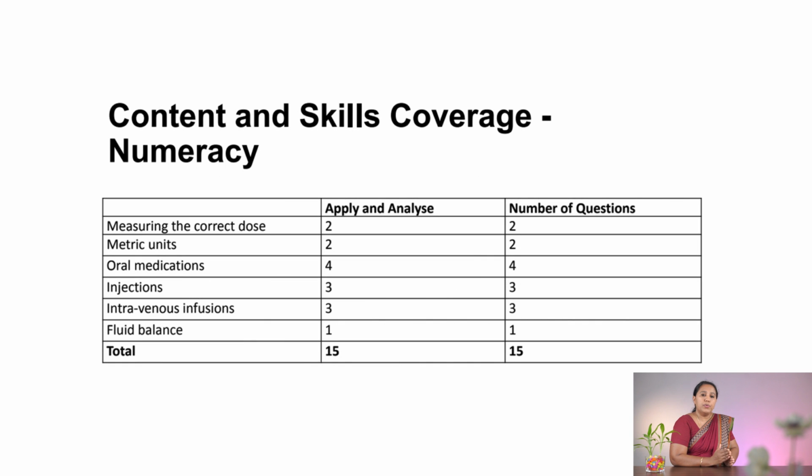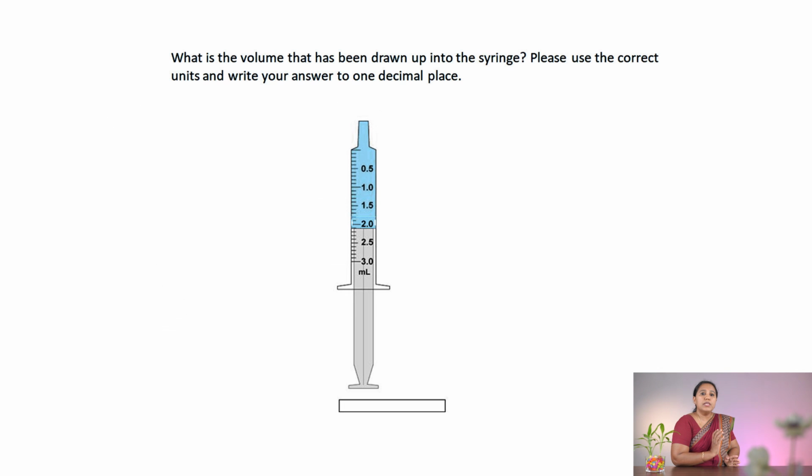The type of questions that you can expect, the first one is injections. As you see in the picture, they have asked you to find out what volume can be drawn up in the syringe. You will have to mention it according to the unit, and the decimal place is important here. So this is what they are particularly looking for. In this syringe, it is already filled, so it is 2.1 ml. So 0.1, only one decimal, do not add any extra 0 to that. So this is one type of question.